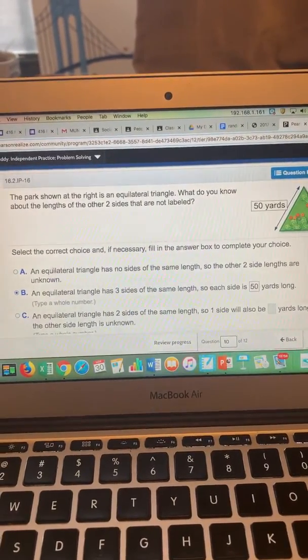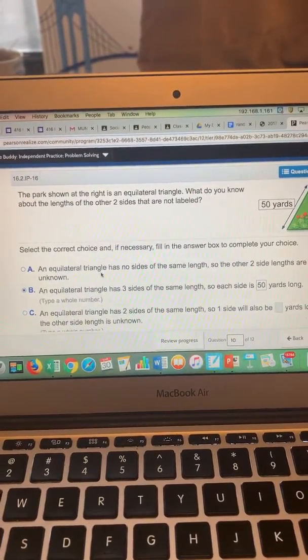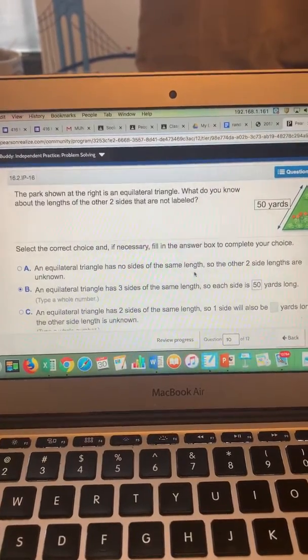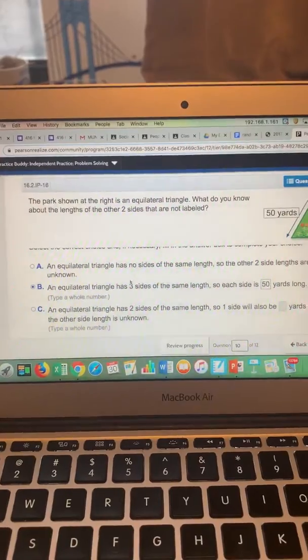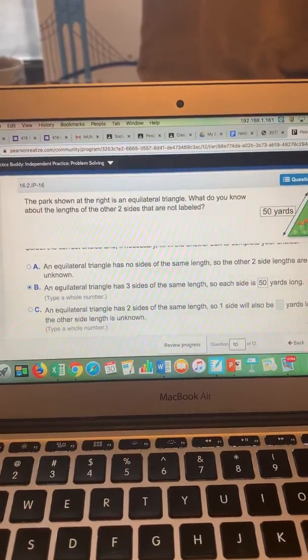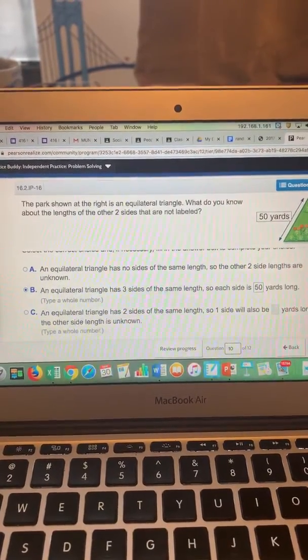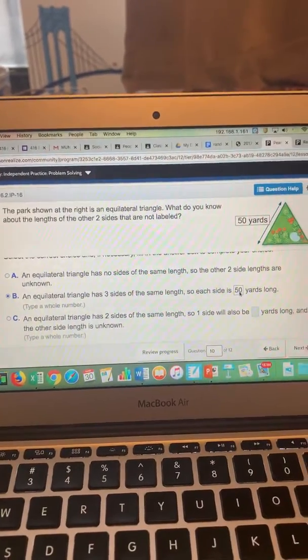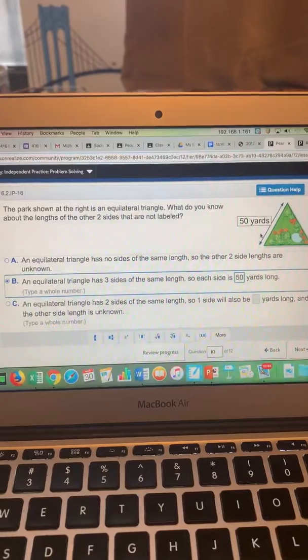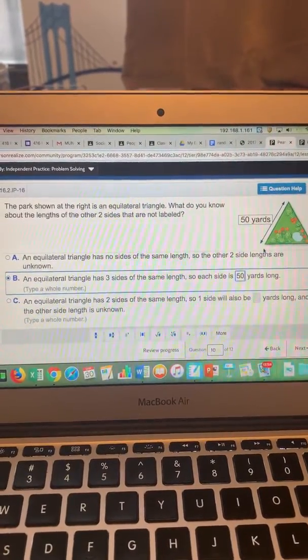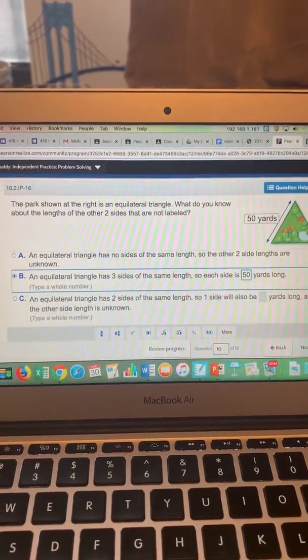So if we look at answer choice A, it says an equilateral triangle has no sides of the same length. That's not true. We know all the sides are the same length, so it cannot be A. If you look at B, it says an equilateral triangle has 3 sides of the same length. So each side is, and you can type in your answer, I put 50 yards because we know one side is 50 yards, meaning they all have to be 50 yards.